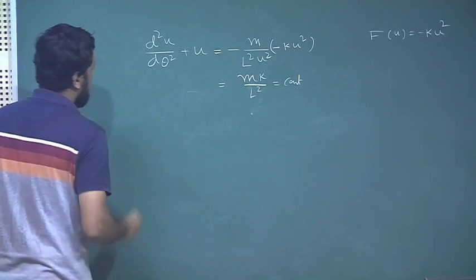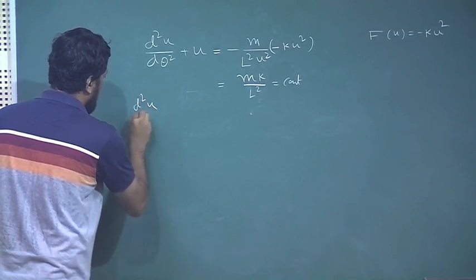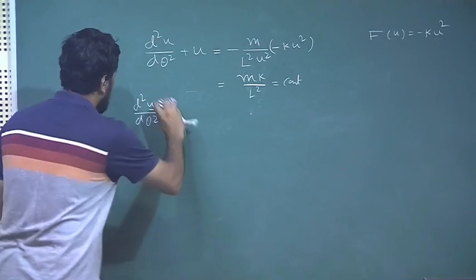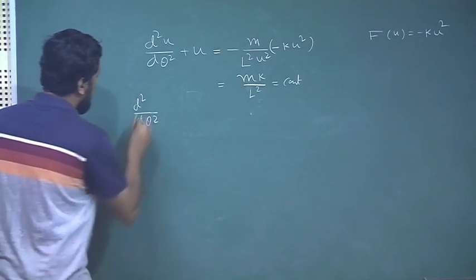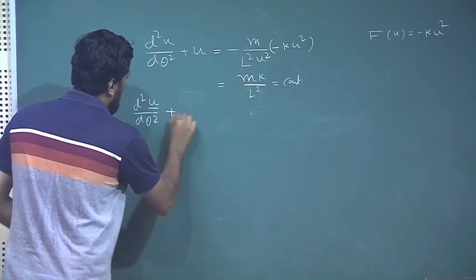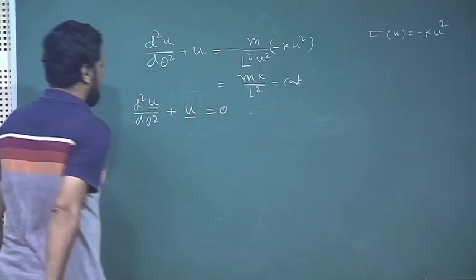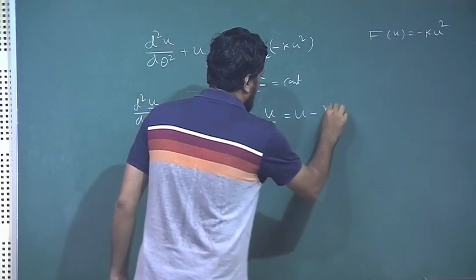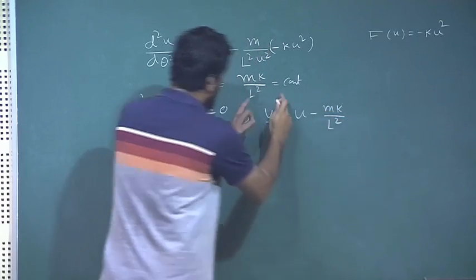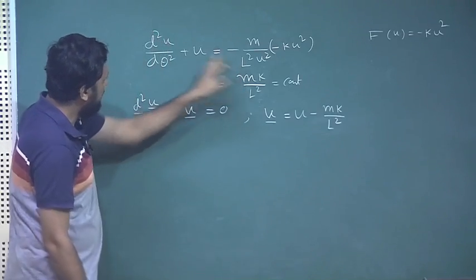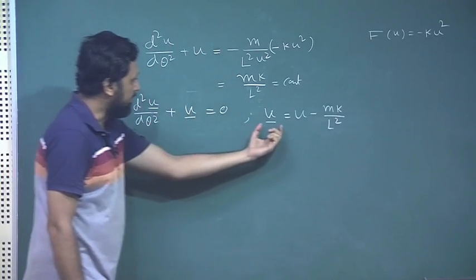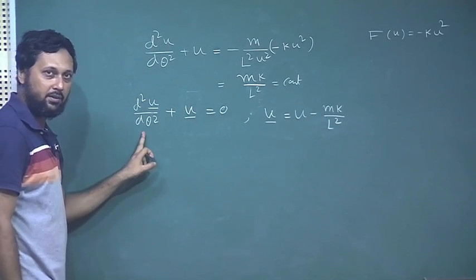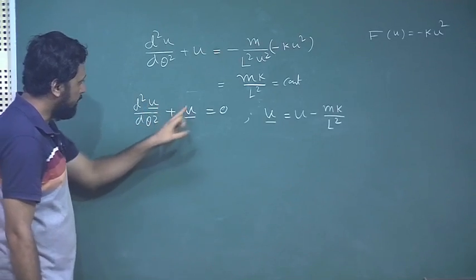So, we can rearrange this equation to write d²ū/dθ² + ū = 0. We define a new parameter ū, which is u minus mk/L², this constant. So, we took this on the left hand side. We defined a new parameter ū equal to u minus mk/L², and because it is a constant, the second derivative is not going to vary. So, we can simply write it as d²ū/dθ² + ū = 0.